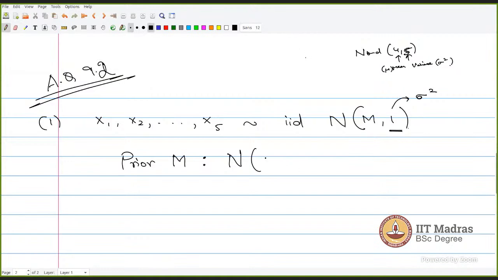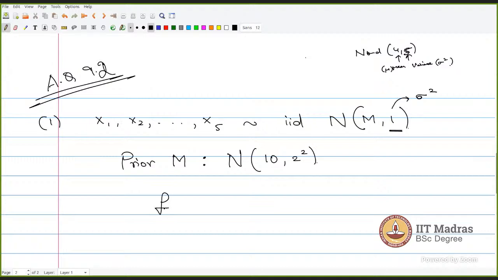So the prior is given to us as normal(10, 2 square). Here 2 square is the variance, and 2 is the standard deviation.